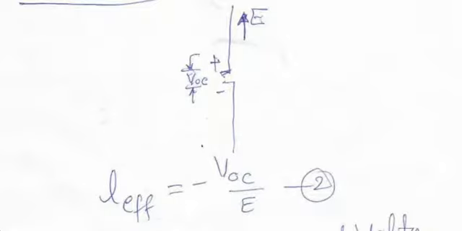With the polarity shown for measuring VOC, E should be going downwards, right? But actually we are assuming it going upwards. That's why the minus sign has been brought in. For practical calculations, you forget the minus sign. It is the magnitude of VOC divided by the magnitude of E. That determines the effective length of a receive antenna.